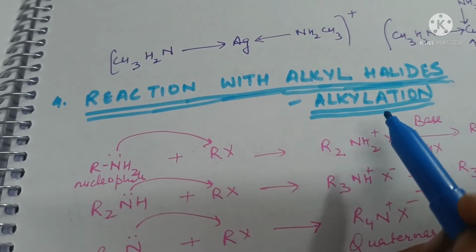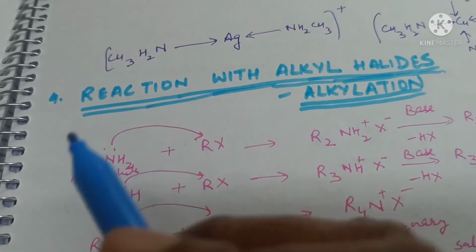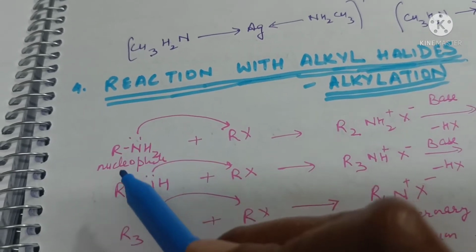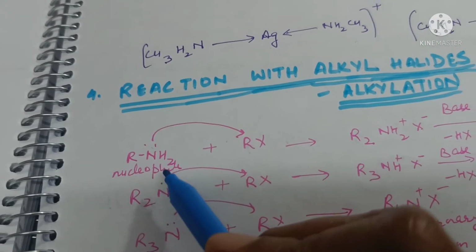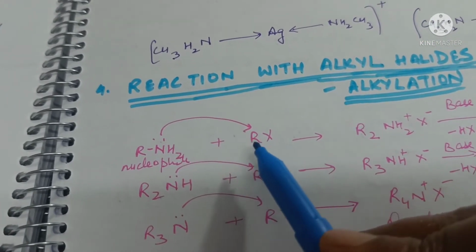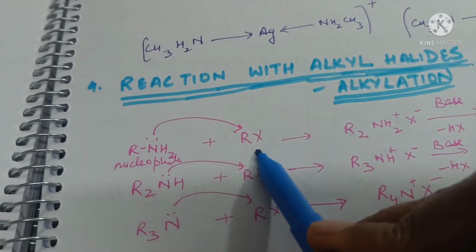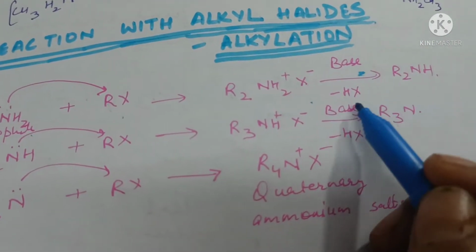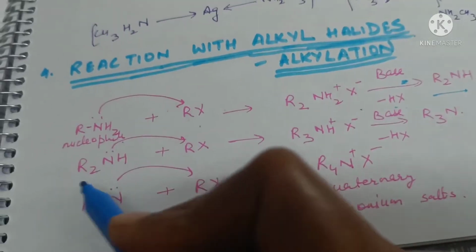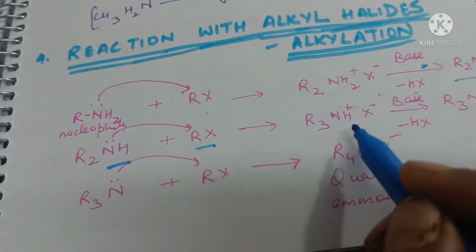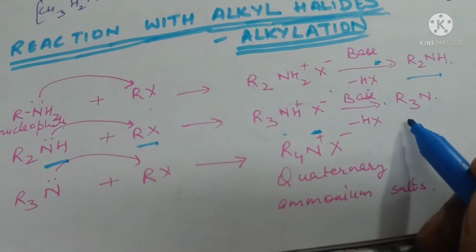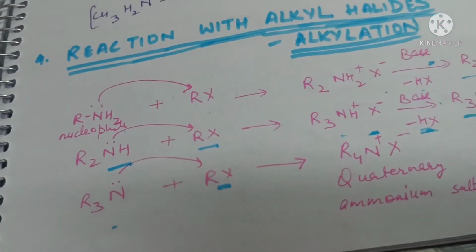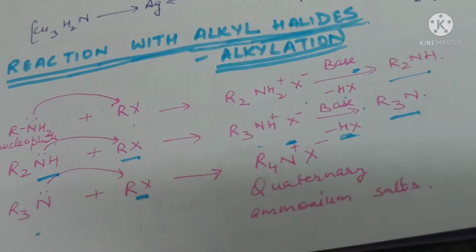Reaction with alkyl halides. It's also called alkylation. So an amine having a lone pair of electrons on the nitrogen atom acts as a nucleophile and can combine with the alkyl part of the alkyl halide. So when alkyl halide is made to react with amine, dialkyl ammonium salt is formed, which in presence of base will give off HX to form secondary amine. Similarly, secondary amine will react with alkyl halide to form again ammonium salt, which in presence of base will give off HX and form tertiary amine. Tertiary amine can further act as a nucleophile and react with alkyl halide to form a quaternary ammonium salt.